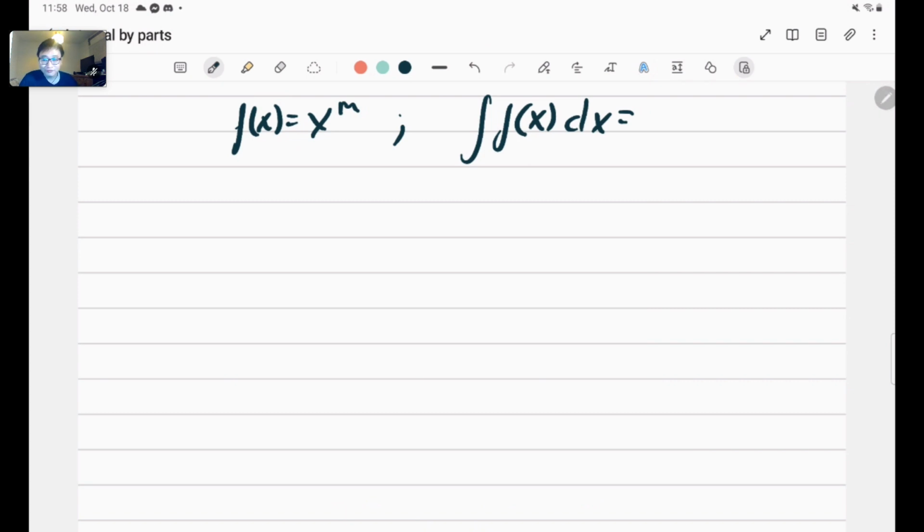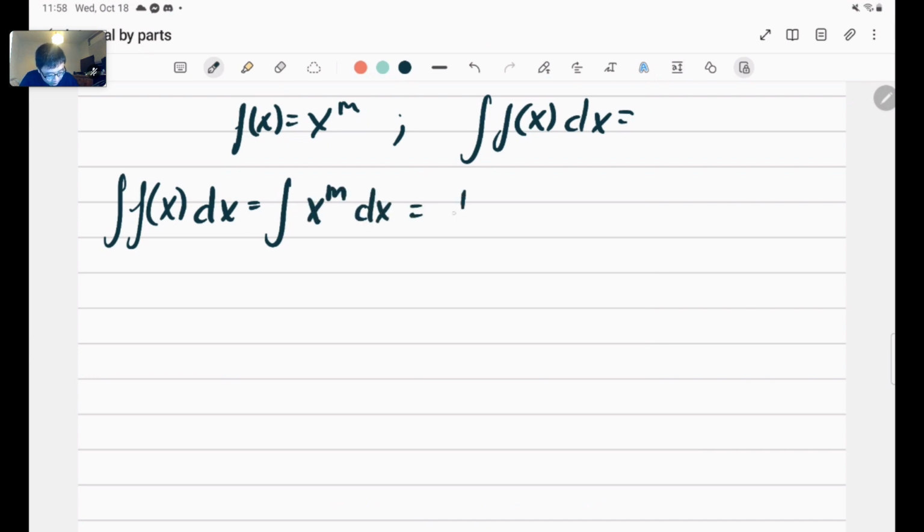All right, hopefully you have tried that. So let's do this. The integration of f of x means the integration of x to the power of m dx. So that is equal to 1 over m plus 1 times x to the m plus 1 plus c. Fairly easy.